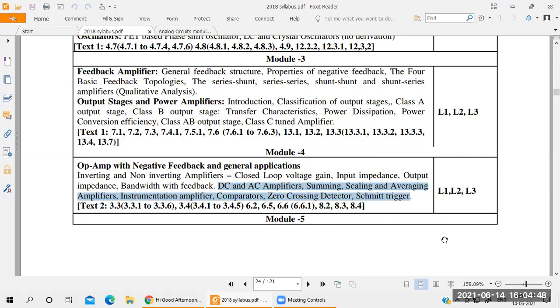Here we have to study the theory. In part A they have given complete practical simulations based on hardware components. From the hardware components you have to design the summing circuit, scaling circuit, then instrumentation amplifier, comparator, zero crossing detector and Schmitt trigger. So these are the different applications of the op-amp. Understood? So from the lab point of view, this model is very important here.